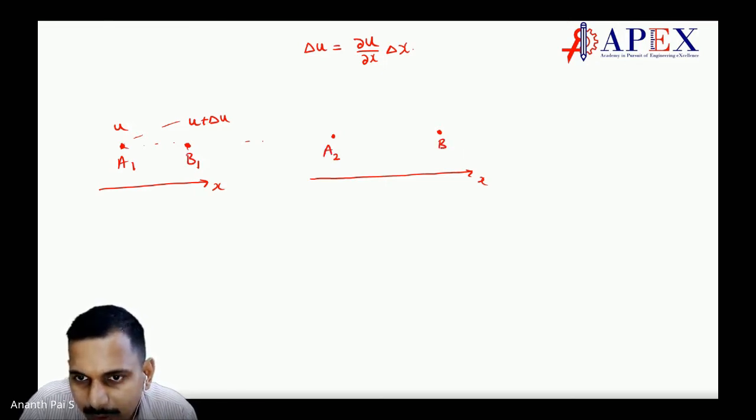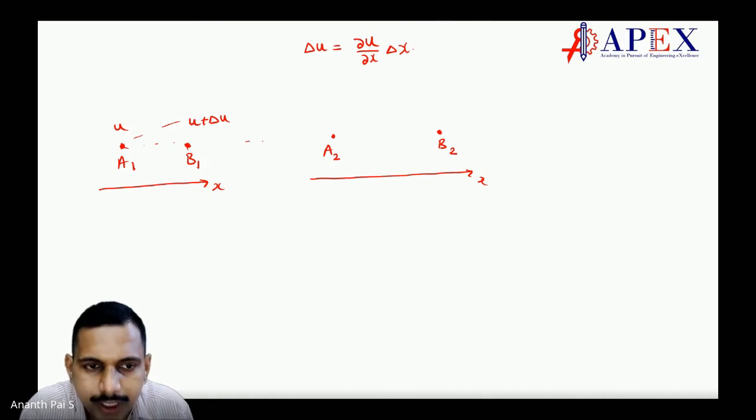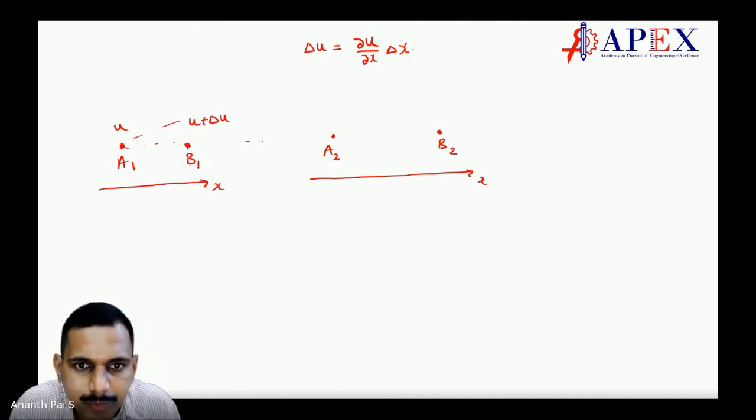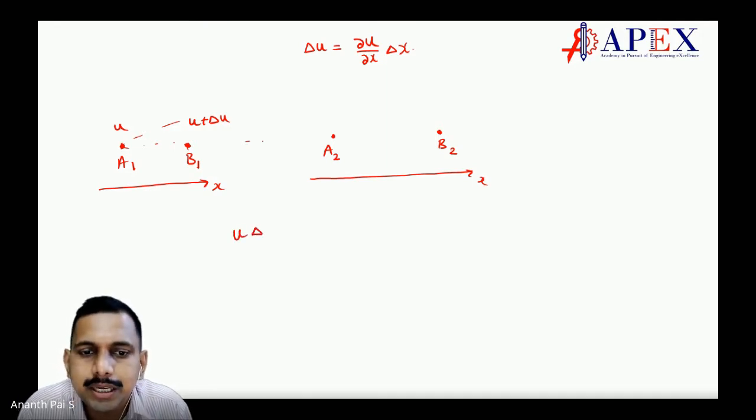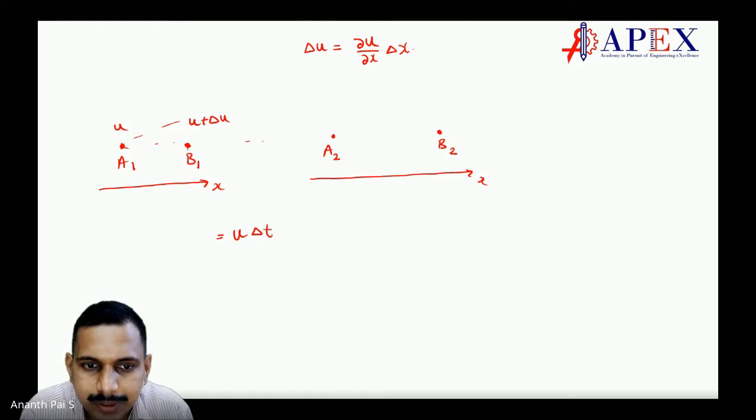So when you consider a1 to a2, when the particle is moving from a1 to a2, what is the distance it has moved? It has moved whatever the velocity times the time it has taken. Correct. That would be the distance between A1 and A2.